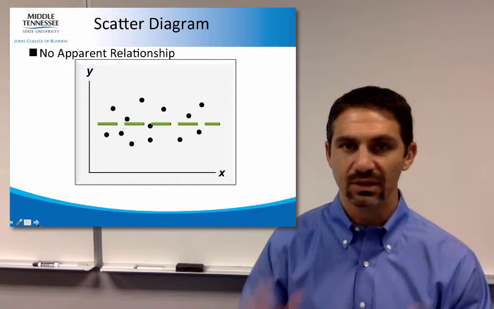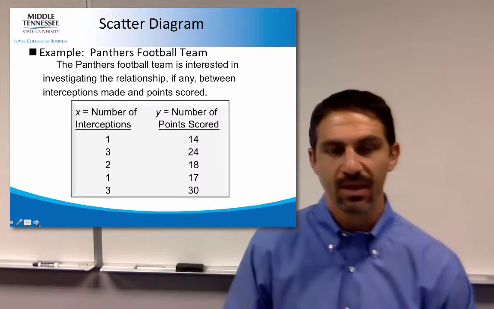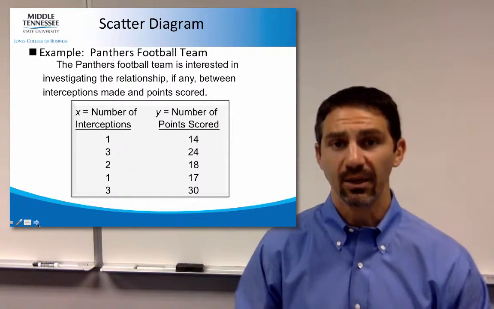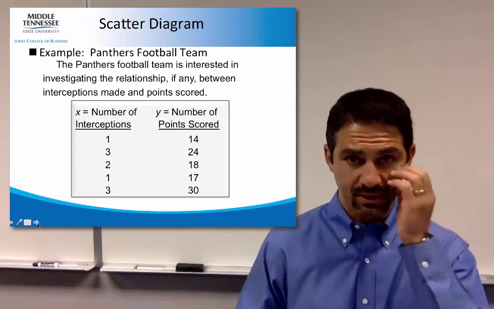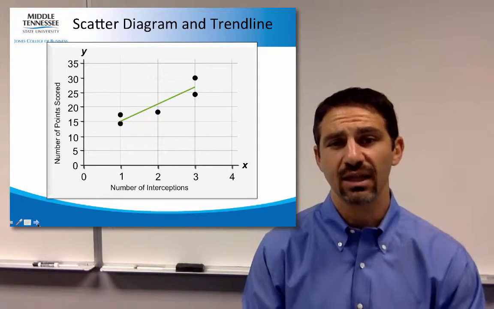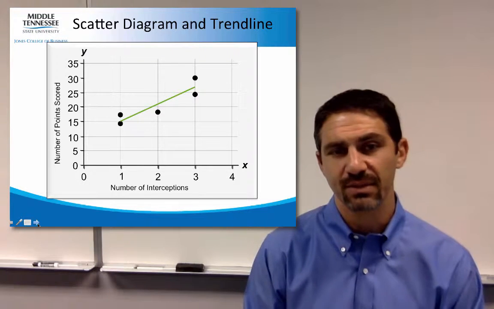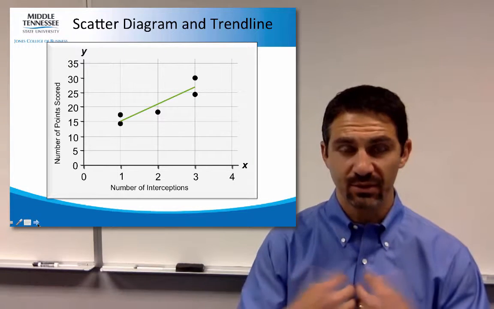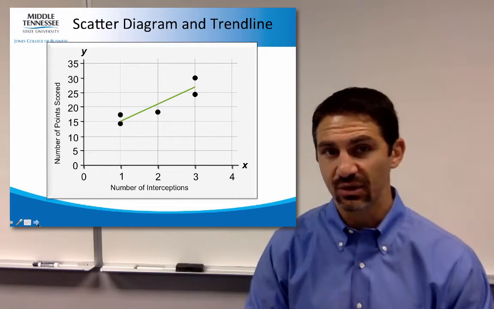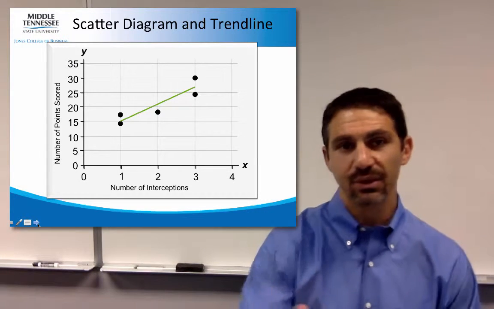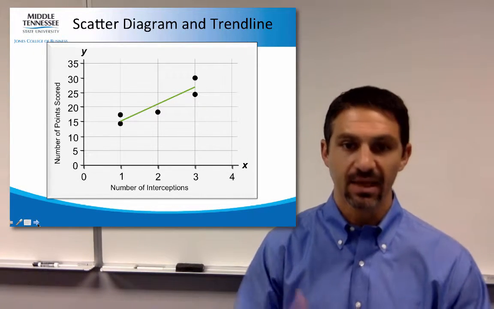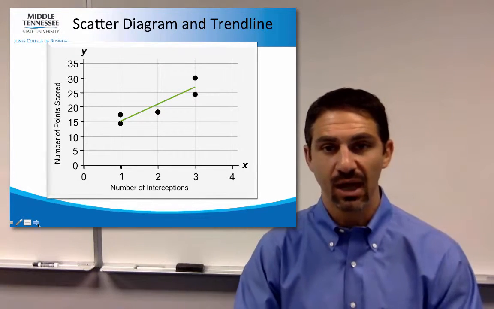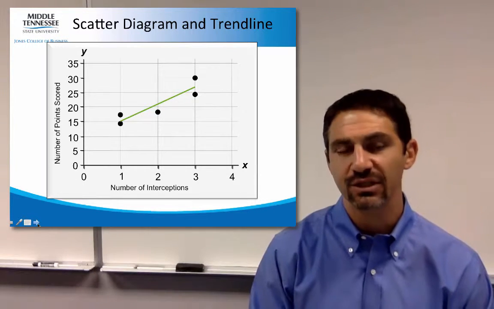So with that, those are different things you can do with a scatter diagram, and obviously looking at different things. For example, here we have Panthers football, number of interceptions, number of points scored. If you take a look at that, does it look like the number of interceptions has a relationship to points scored? The more interceptions we get, the more points our team should score, because we have the opportunities to score more points based on the fact that we get the ball at a better place on the field. So it looks like a little bit of a positive relationship in this case.